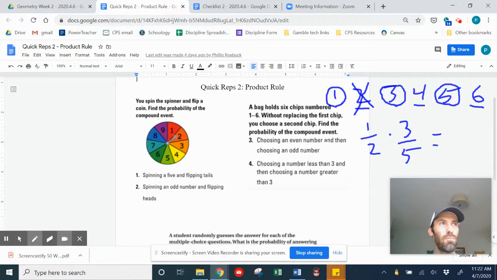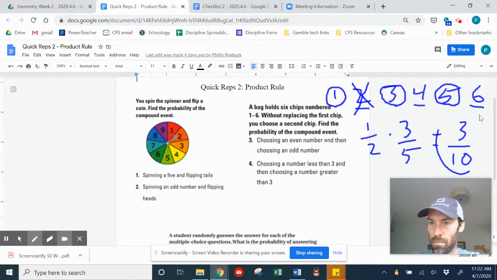And now we can still use the product rule because we adjusted the probability of the second event. 1/2 times 3/5 is equal to 3/10. So there's the answer for number 3.